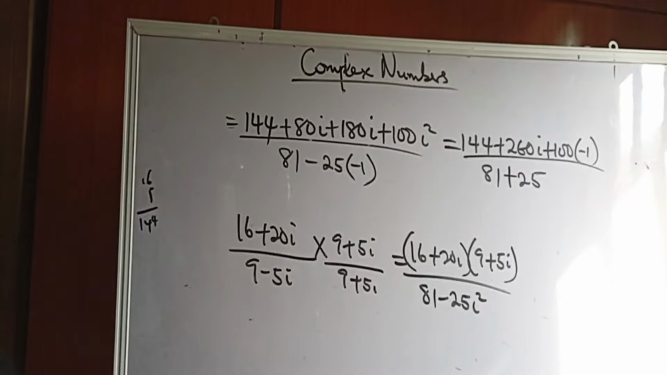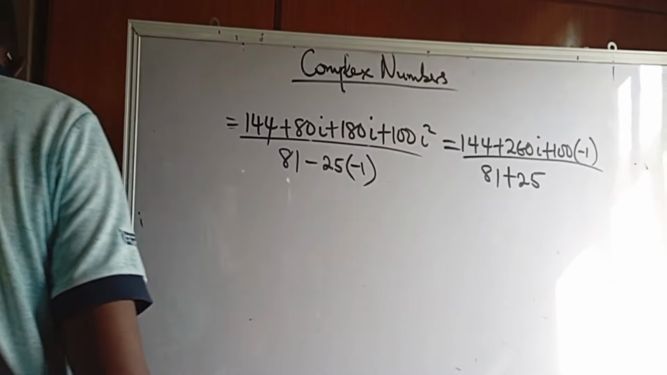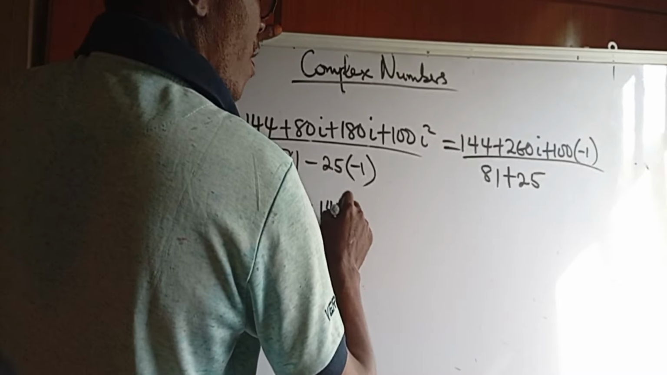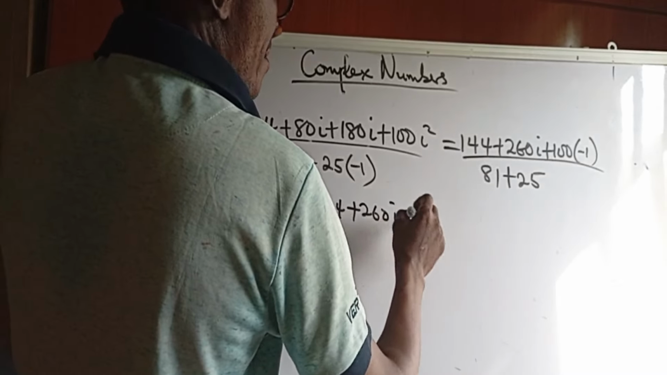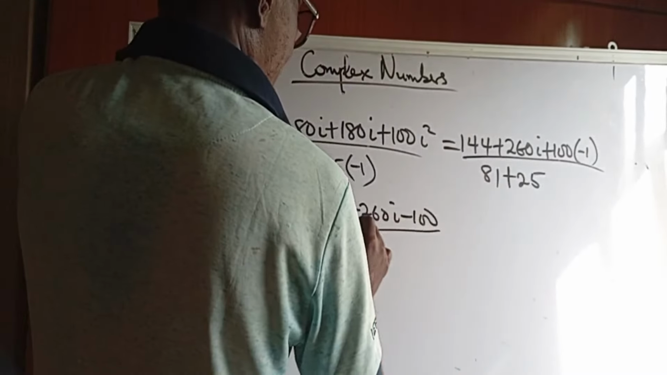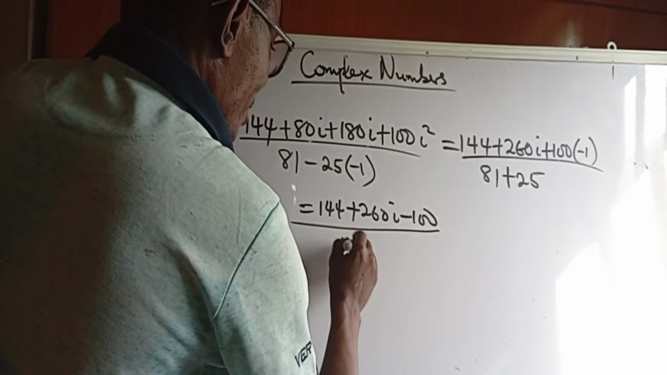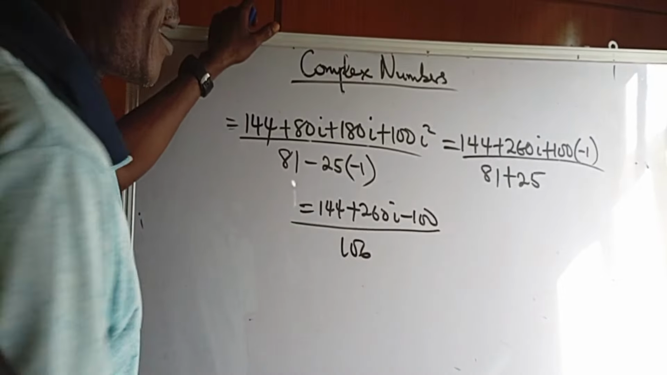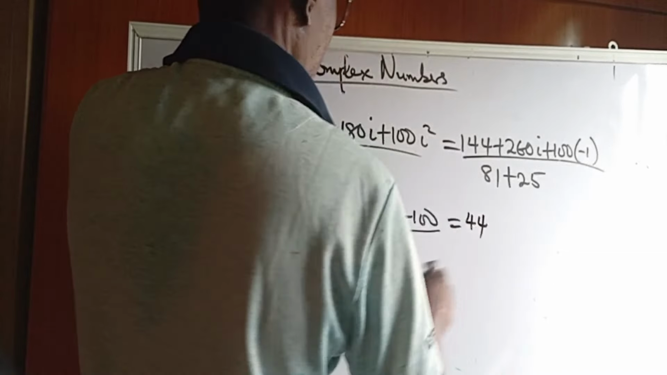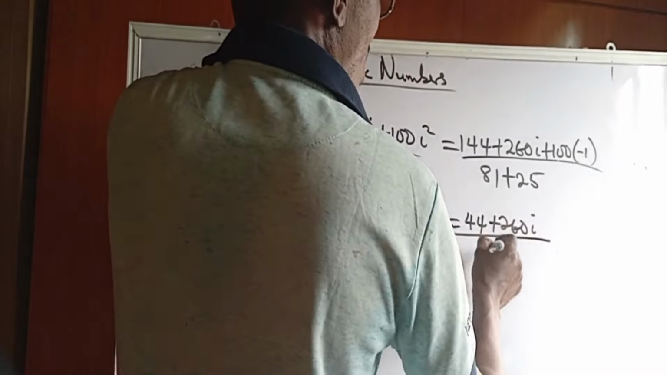Now, what follows? Just substitute, simplify and get your answer. So that will give us 144 plus 260i minus 100, because 100 times minus 1 is minus 100, all over 106. Sorry, I said 96, my apologies, that's 106. So this will be 144 minus 100, that's 44, plus 260i all over 106.